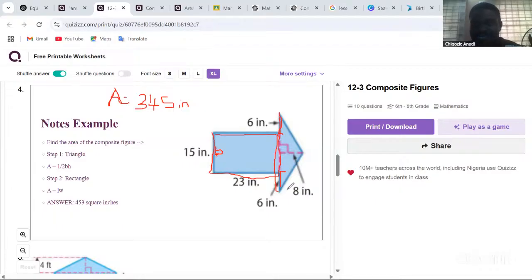Now, what is the height? 8. What's the height of the triangle? 8. So you remember what we said? You said the base times the height divided by 2 will give you the area of the triangle. So once you do that, what will be the answer? Yeah, do it.